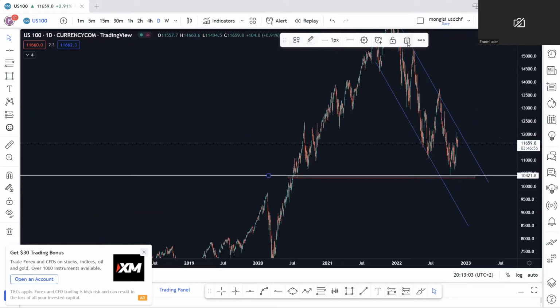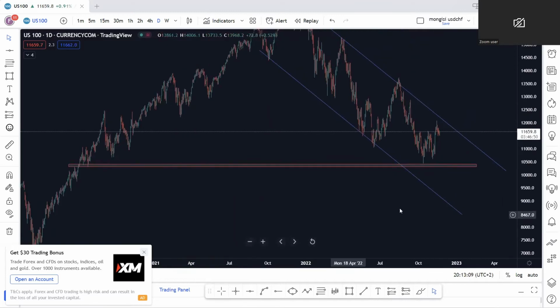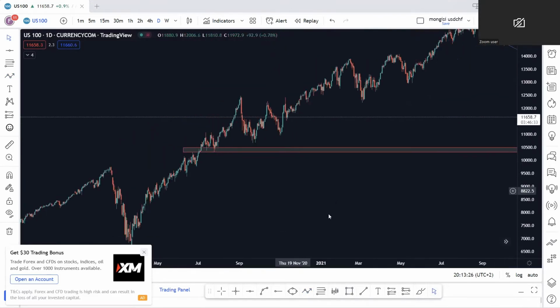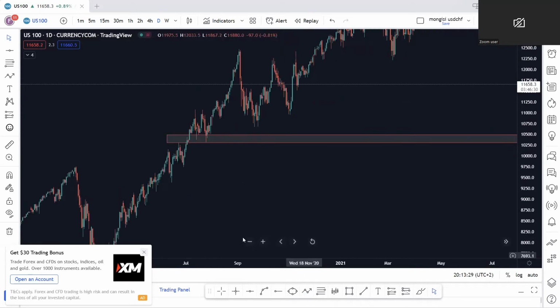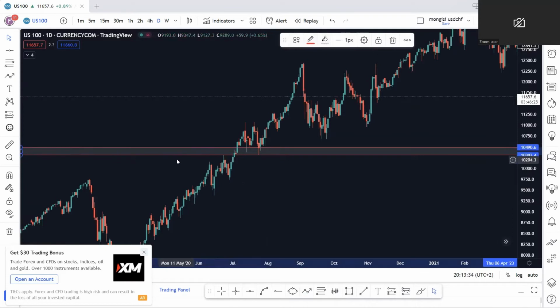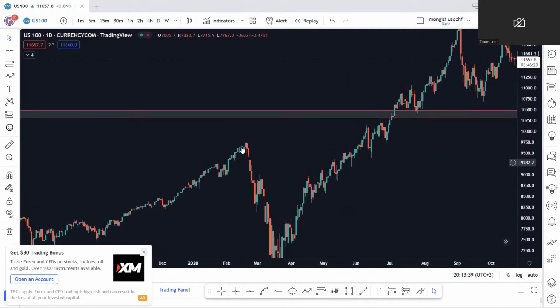So this has been, you may call it your resistance or support, which the market created, as we call it, an order block. So this is an order block which the market created. Here, what happened was, it was a resistance. Let me just show you what I mean. So here, this has been resistance, as you can see. If I go back, you can see that this has been a resistance.